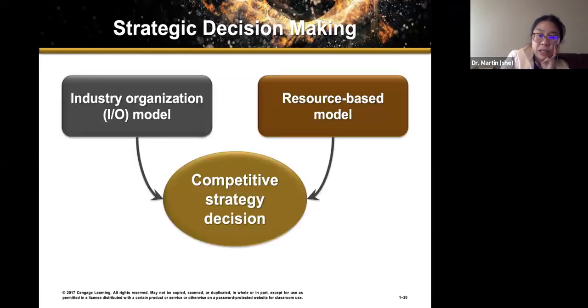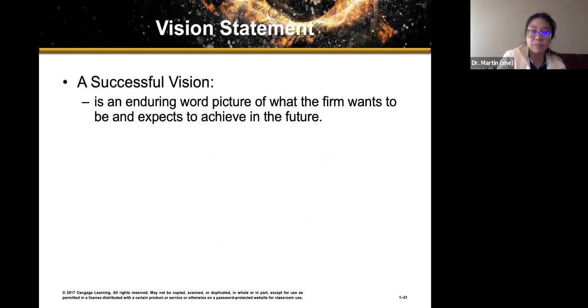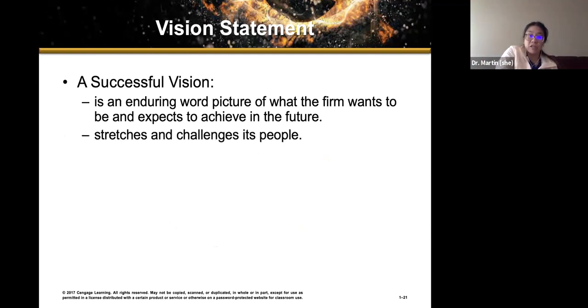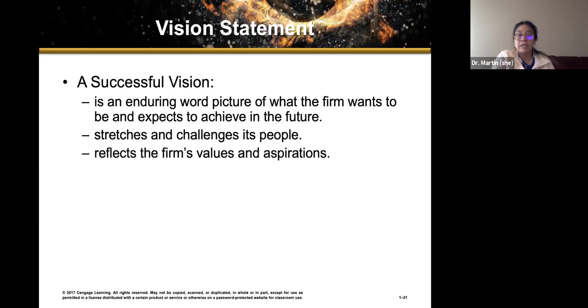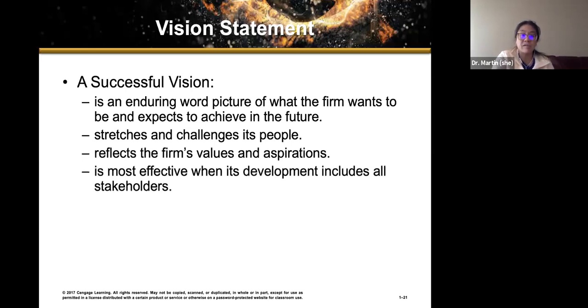So when you're talking about competitive strategy decisions, you need to look at the industry organization model, and you need to look at the resource-based model. So when you envision your organization, it's an enduring word picture of what the firm wants to be and expects to achieve in the future. So when you're talking about your vision statement, you're talking about the future of your organization. You're supposed to create something lofty that's going to stretch and challenge your people, and it reflects your values and your aspirations.